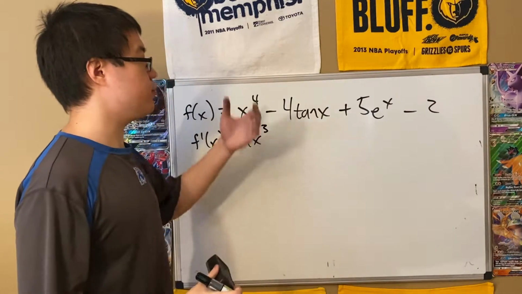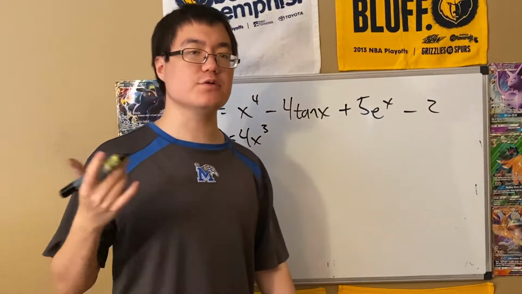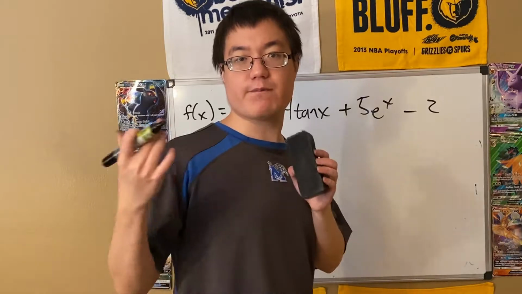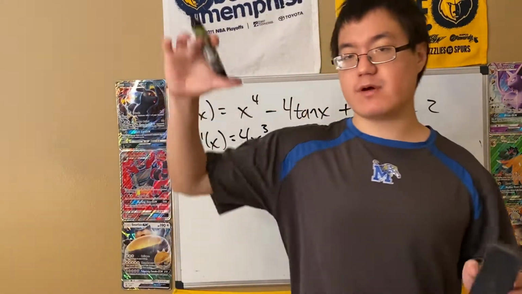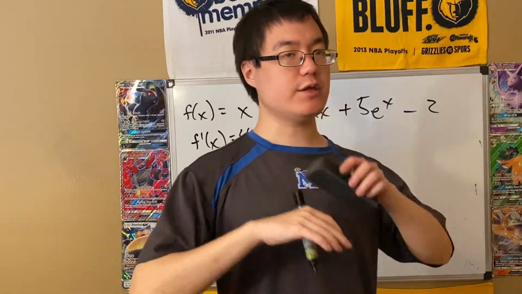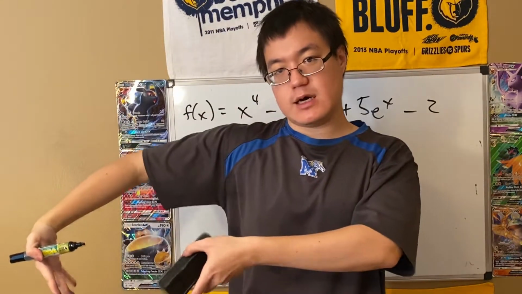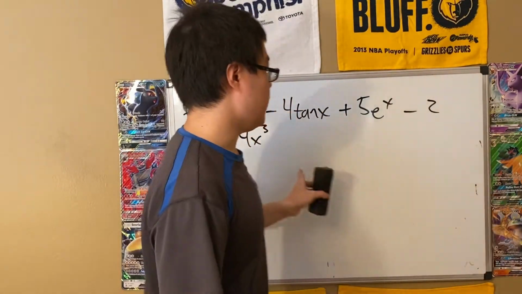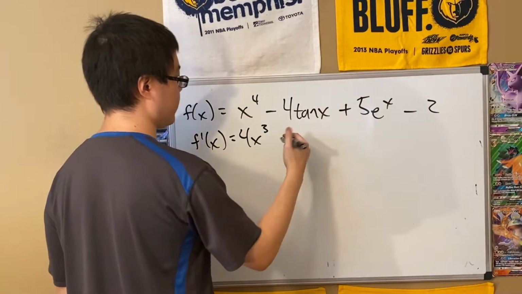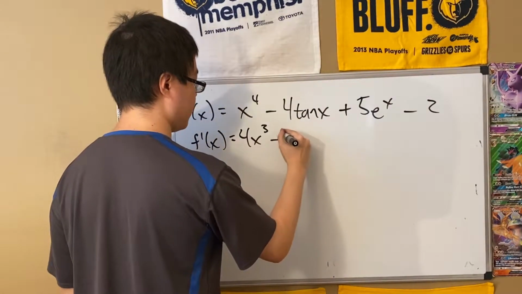Then we come to our first new trig derivative. If you remember, there's a big rule about constants. If you have a constant times a function, when you take the derivative of that, just write down that constant and then write down the derivative. So in this case, we have this minus 4 tangent x. I'm just going to write down the constant, minus 4.